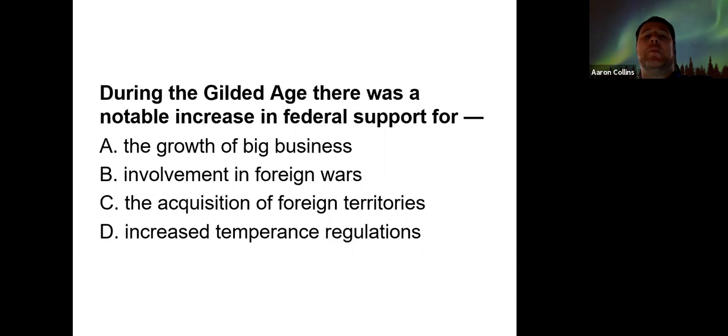During the Gilded Age, there was a notable increase in federal support for what? So you've got to think big picture. What is the Gilded Age? And you're going to need to be able to describe different time periods. Okay, the answer is A, big business.